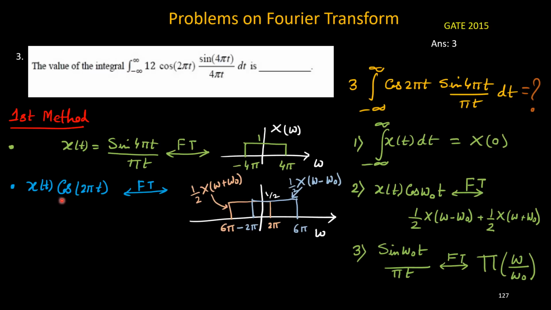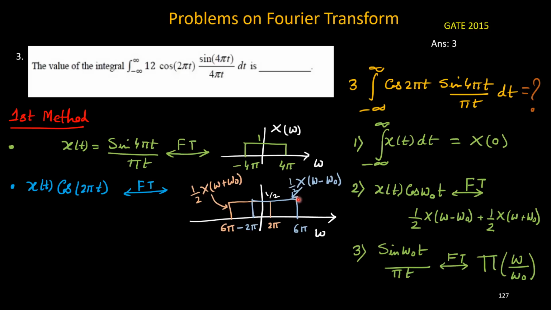Then, if I multiply x(t) with cos(2πt), you know that whenever we multiply with cos(ω₀t), the spectrum is shifted around ω₀ and minus ω₀, both. So this spectrum will be shifted to the right one time, and again to the left, by ω₀. In this case, ω₀ is 2π. So the minus 4π is shifted by 2π to the right, then it becomes minus 4π plus 2π, which is minus 2π. And this 4π will come to 6π, 4π plus 2π.